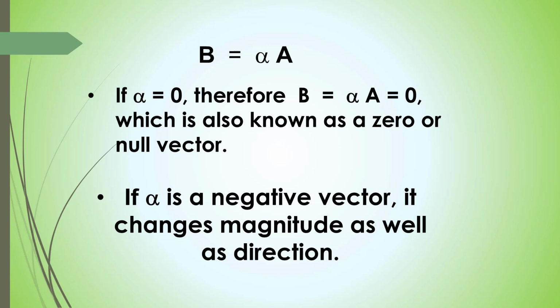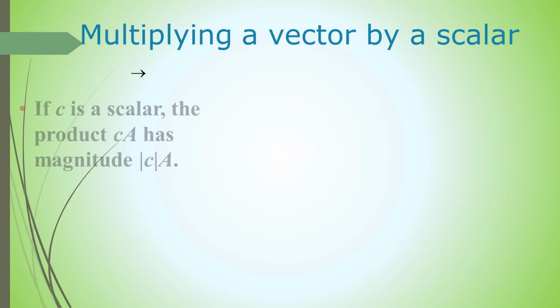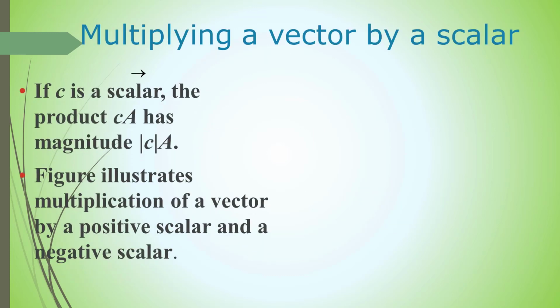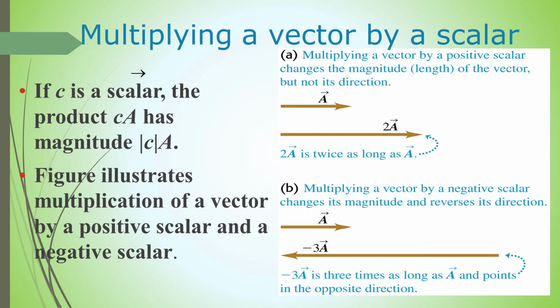So what does this mean, multiplication by a scalar? You can see if c is a scalar, then the product cA will have a magnitude like this. If we have a vector A with this magnitude and we multiply it with a scalar which is 2, it will double its magnitude. Its magnitude is increased, but its direction will remain as it is because we are multiplying it with a positive scalar 2.